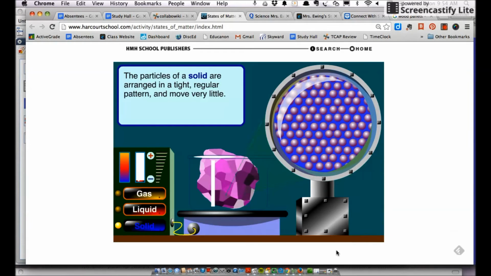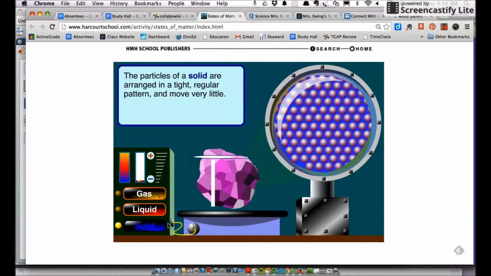And we're going to look at the particles in a liquid. What do I need to do to this solid to turn it to a liquid? What do I need to do? Raise hands, please. What do I need to do to get it to turn to a liquid? Cameron. Yes, I need to heat it up.